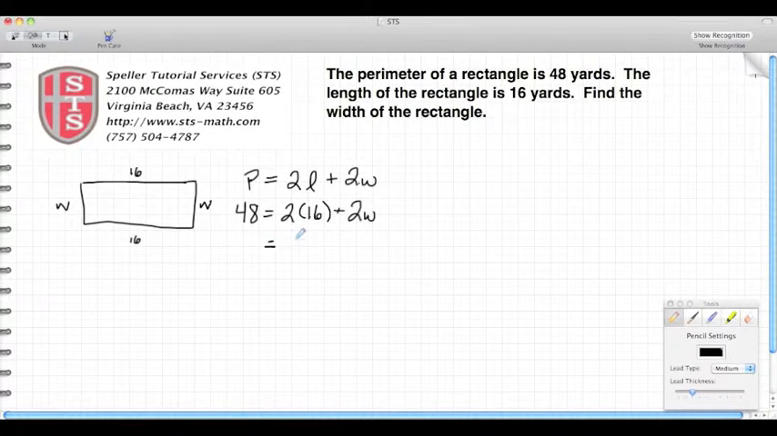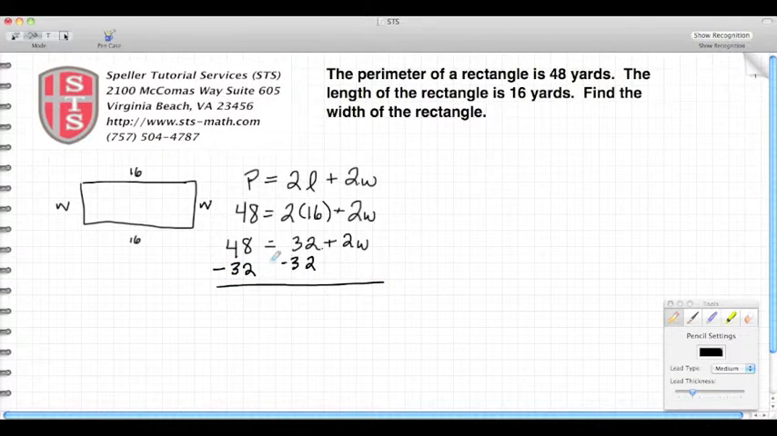We evaluate 2 times 16 to get 32, and then we rewrite the rest of our equation. To get this W by itself, we need to subtract 32 from both sides of the equation. In doing so, 48 minus 32 leaves us with 16. Positive 32 minus 32 leaves us with 0. And then we're left with 2W on the right-hand side.